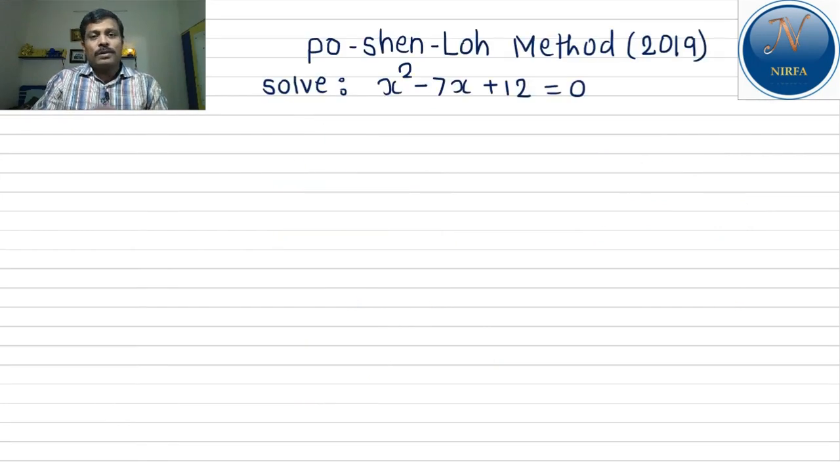Okay. Now we will see another new recent method invented by Professor Pushlow, who is working as an associate professor in the US. And he proposed this method in 2019. It is somewhat near to the Babylonian method, but the approach is different. Okay. According to the Pushlow method, this is the quadratic equation, right?